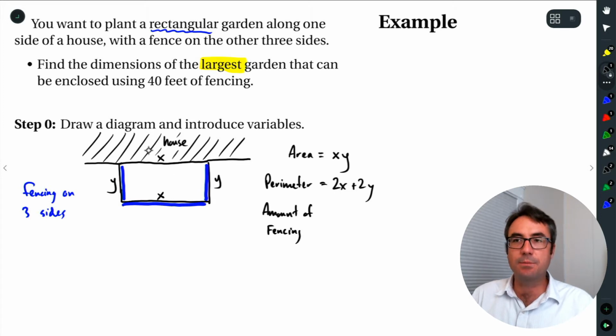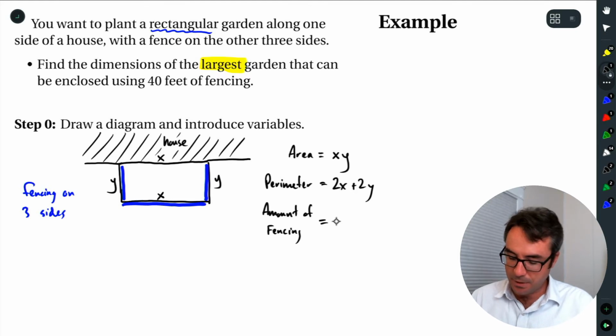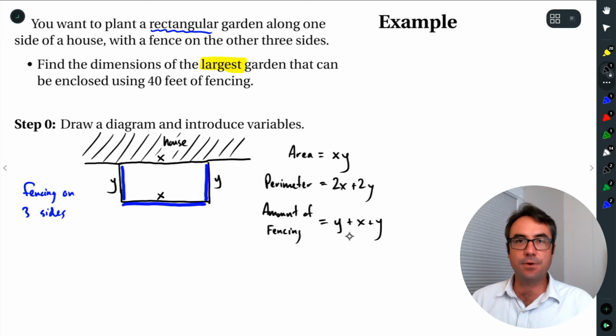Related to perimeter, but without that side we don't need. So let's go through and see how much fencing we would actually need. Well, we would need y amount of fencing over here. We would need x amount of fencing over here. And then we would need another y amount of fencing here. So it would be y plus x plus y. And if we add those, simplify that up, it'd be x plus 2y.